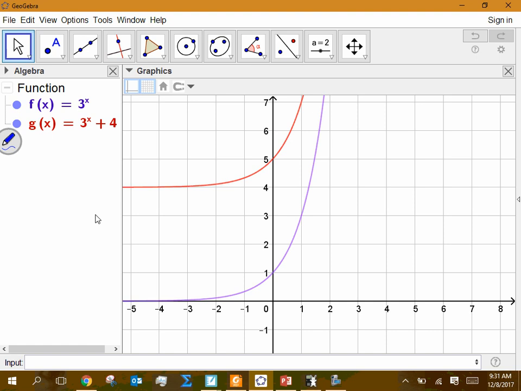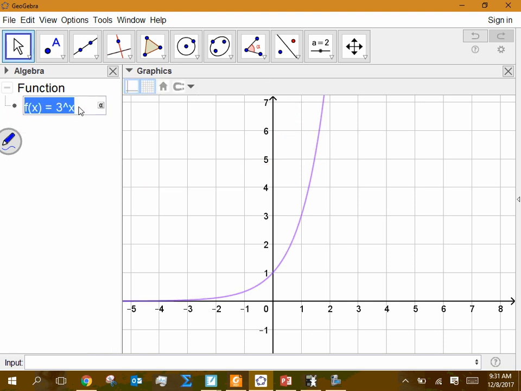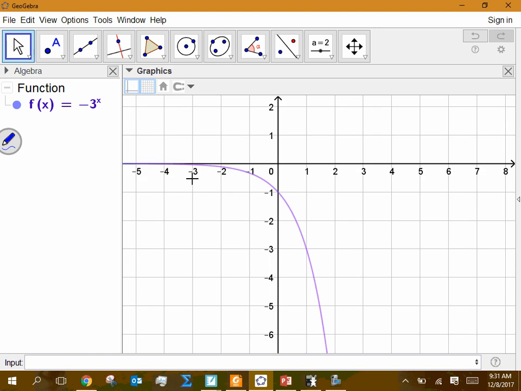Okay, let's go. What happens when you take a function and you multiply it by a negative out in front? Reflects it over what? X-axis. Okay, so I get that curve, right? Does the domain change? No. Okay, does the range change? Yeah, the range is now what?